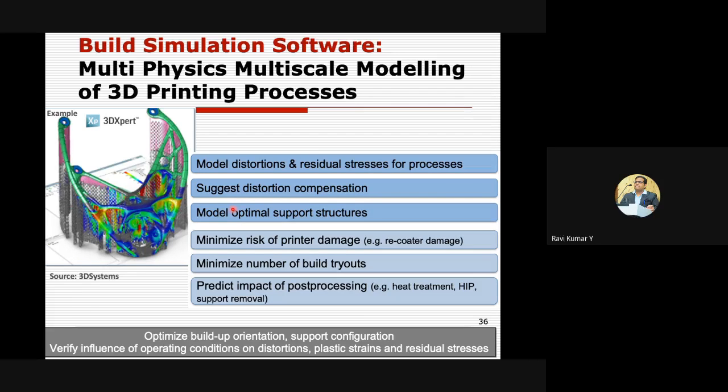And modeling optimal support structures is another task, where we need to optimize the support structures. Ultimately it leads to minimizing the risks of printer damage or recoater damage once you have sufficient simulation before you start real-time production, and minimizes the number of build tryouts. It will also predict the impact of post-processing, so then it may undergo some heat treatment or shipping or support removal. All that can be predicted during the simulation studies.